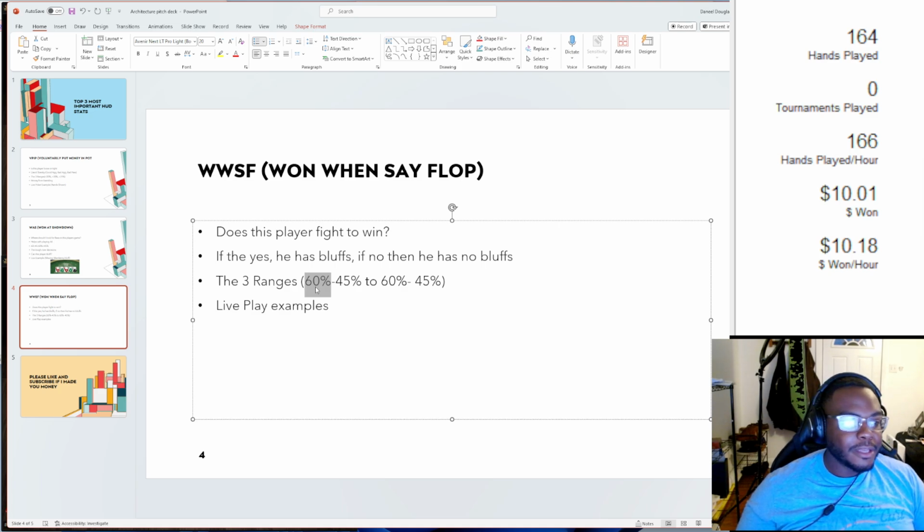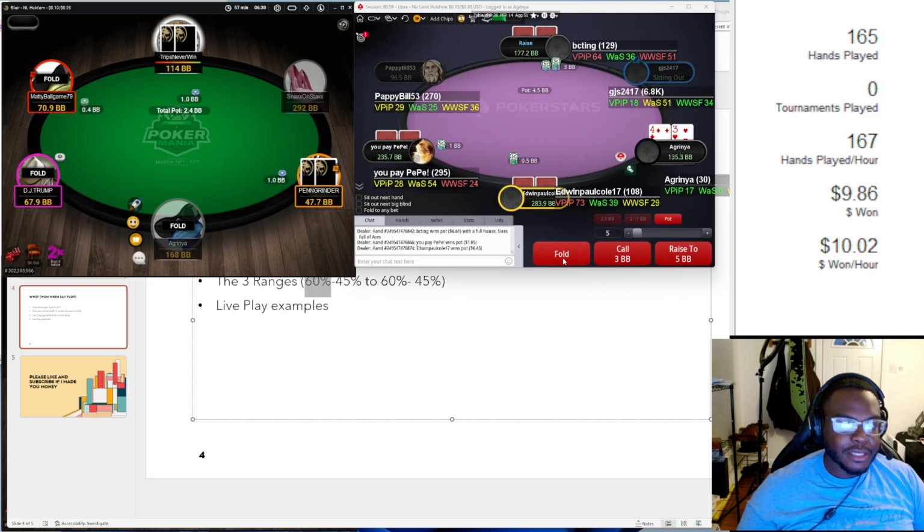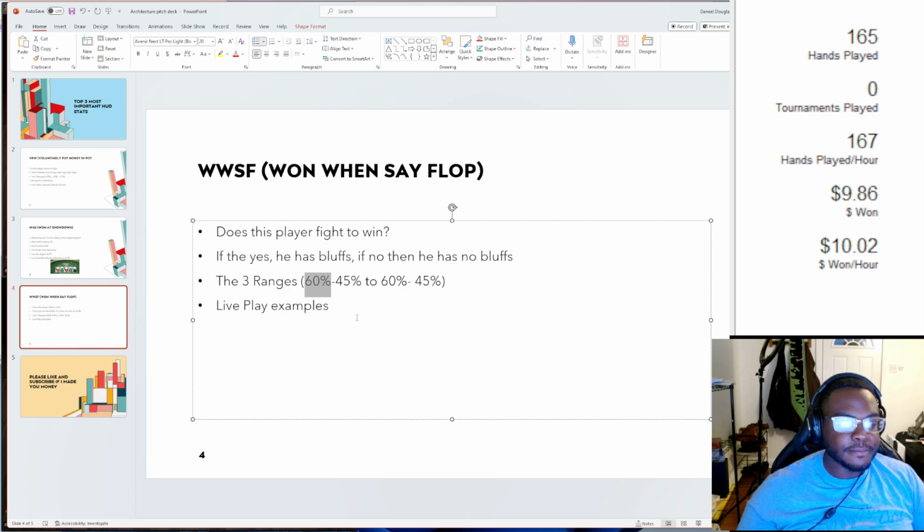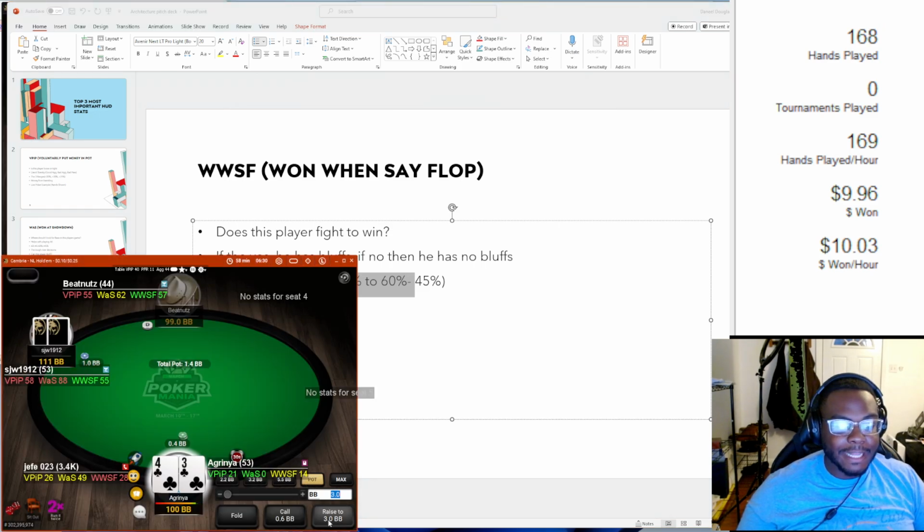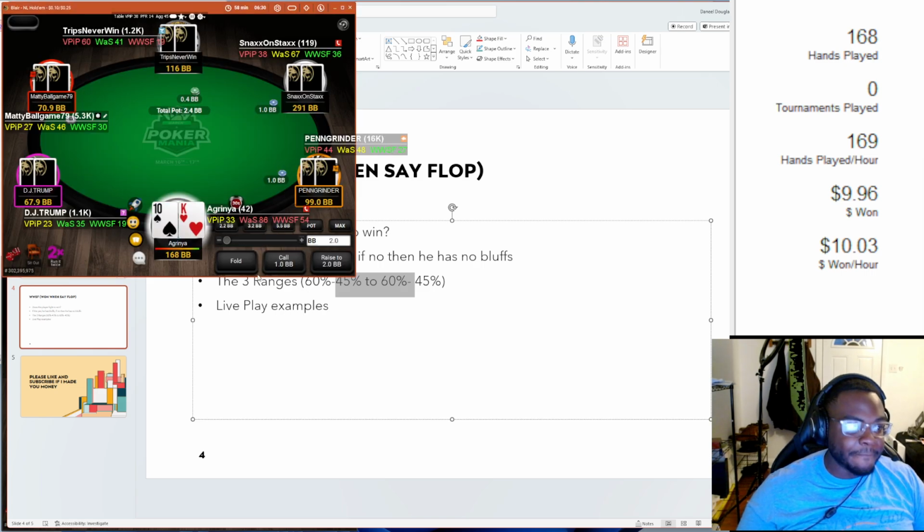If you get to the river and we have a marginal hand, and we see this high number, we can bluff catch, assuming we get the proper pot odds. Now, if it's 45% to 60%, that means this player is an average player. He's fighting for pots, and he has bluffs and he has value. But when it's above 60%, that means this player is fighting for everything.